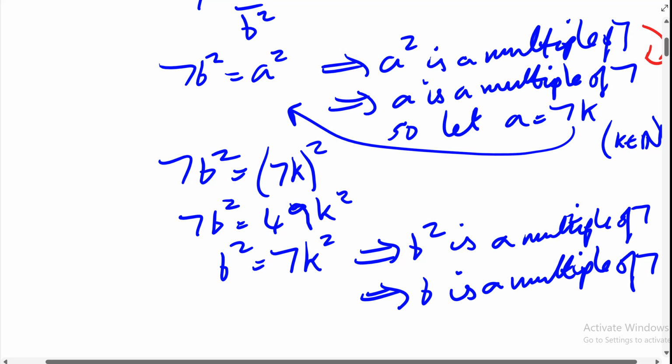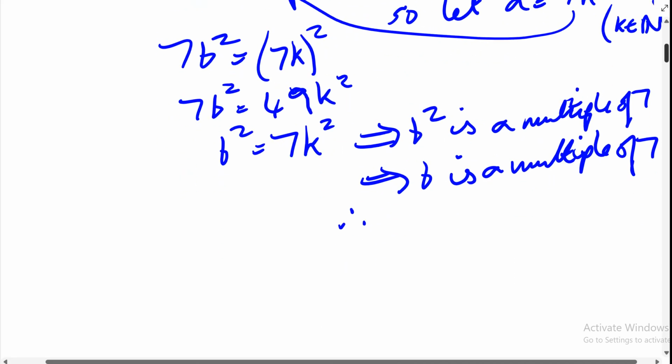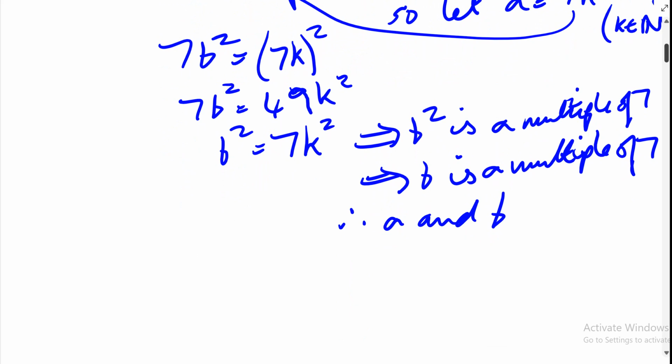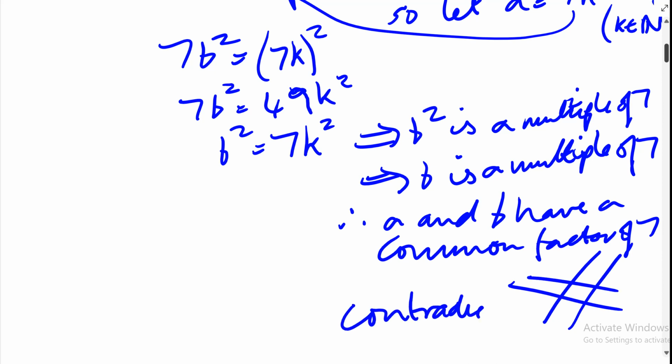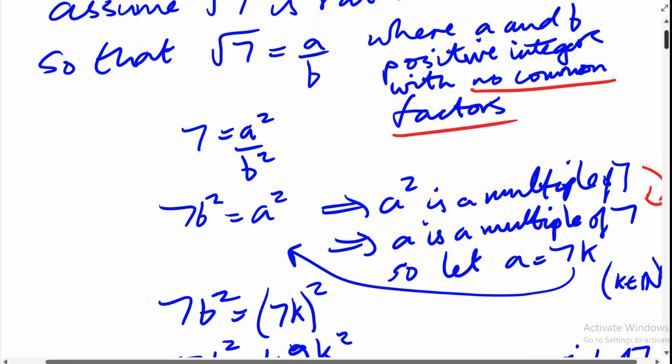like we explained above. And that means that a and b are both multiples of 7, which is a big contradiction because it means they have a common factor of 7. So therefore a and b have a common factor of 7, which is a big contradiction. Okay, it contradicts what we underlined in red there.